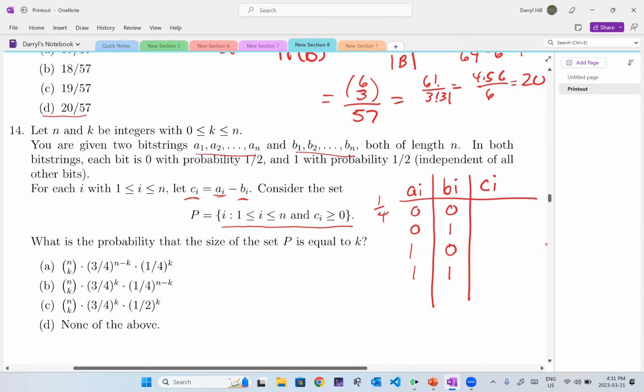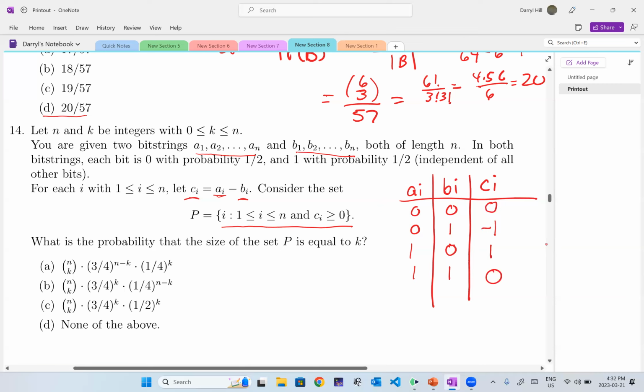Or you can, it's a uniform probability space again, because they're fair and independent coin flips that decide on these bits. So AI minus BI is 0. AI minus BI here is -1. Here it's 1, and here it's 0.